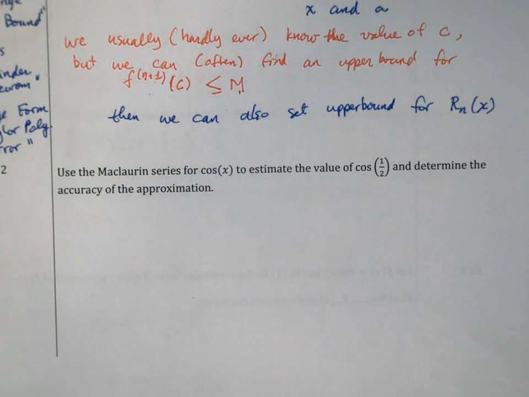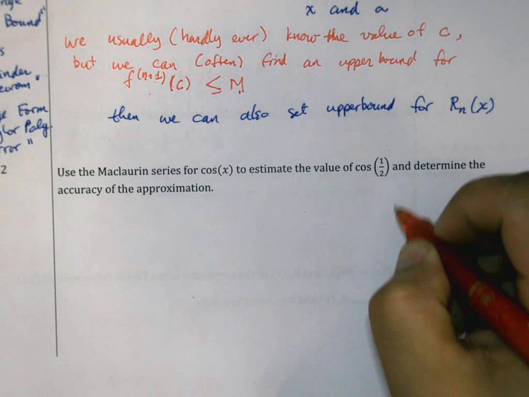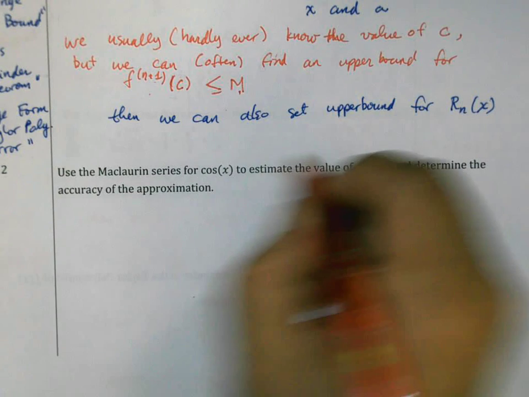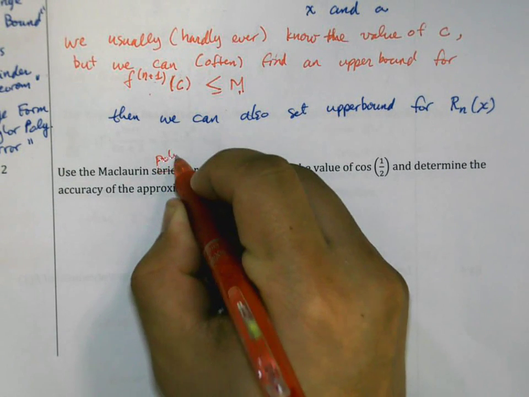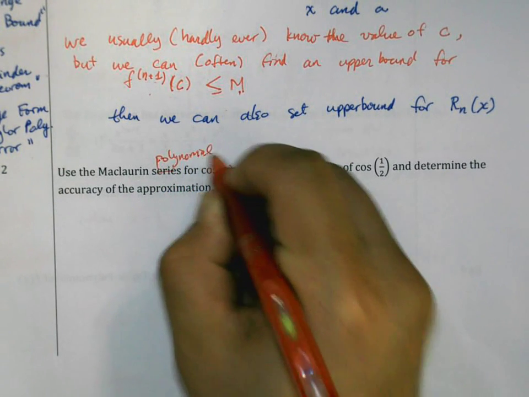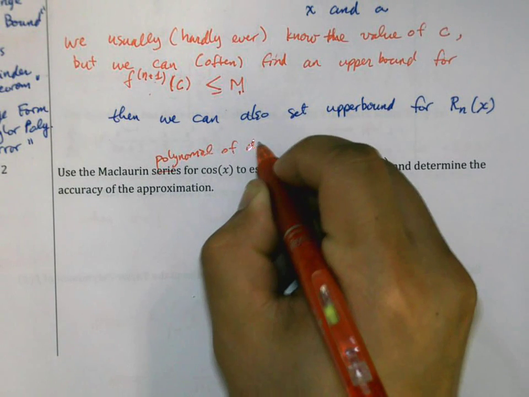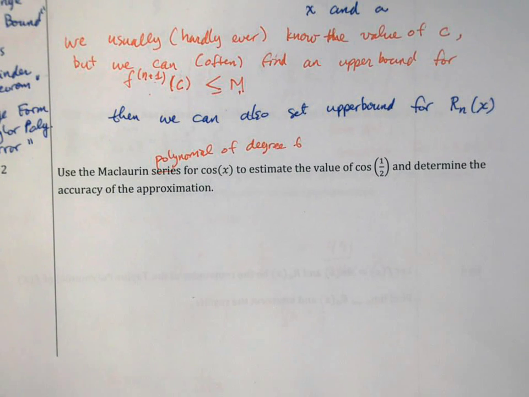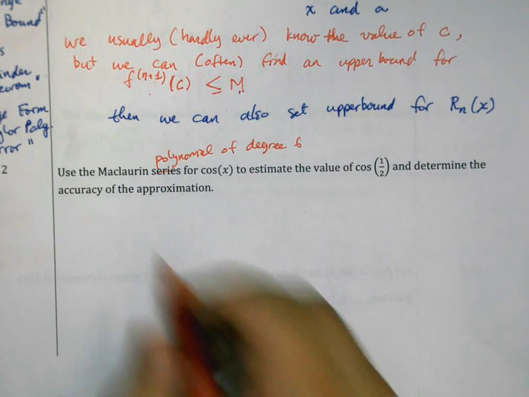Okay, use the Maclaurin series for cosine to estimate the value of cosine of 1/2 and determine the accuracy of the approximation. This is missing some information here. Use the Maclaurin series, it should say polynomial of degree 6. Okay, degree 6, to estimate the value of the cosine of 1/2 and determine the accuracy of the approximation.